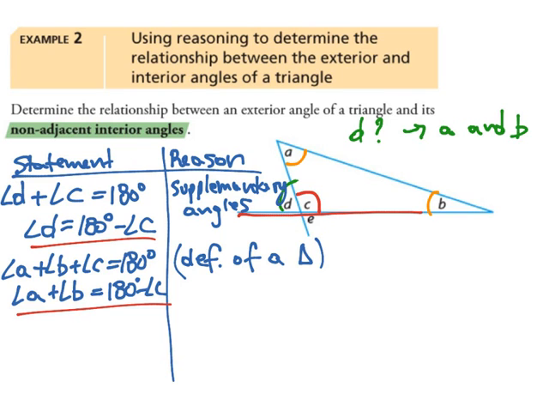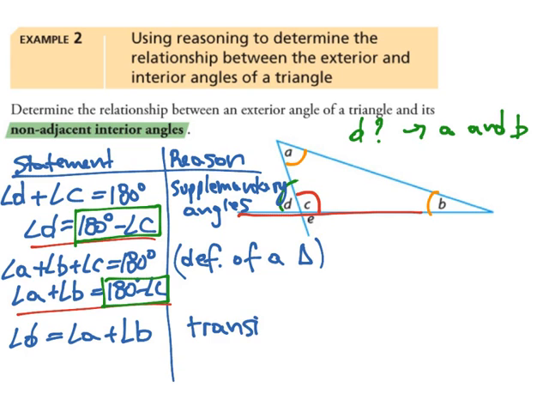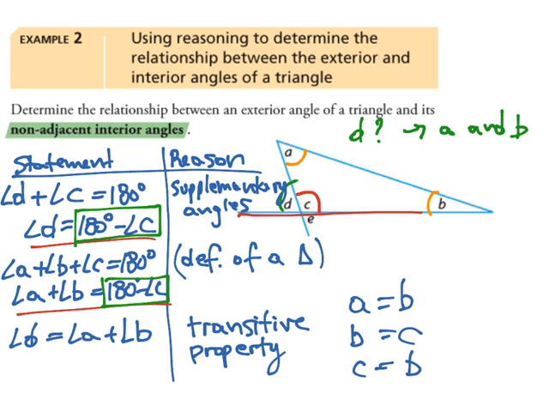What's interesting about it is that 180 minus angle C is equivalent to angle D, and 180 minus angle C is equivalent to angle A plus B. If they're both equivalent to the same thing, they also have to be equivalent to each other. Therefore, angle D is equivalent to angle A plus angle B. And that is called the transitive property. Remember that if A is equal to B and B is equal to C, then C has to also equal, not B, but A. And that's what a transitive property is.